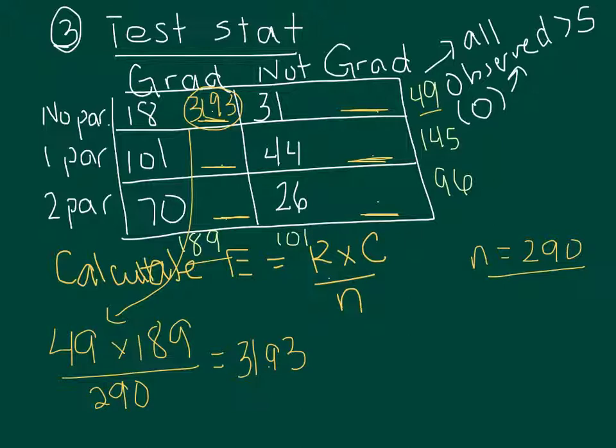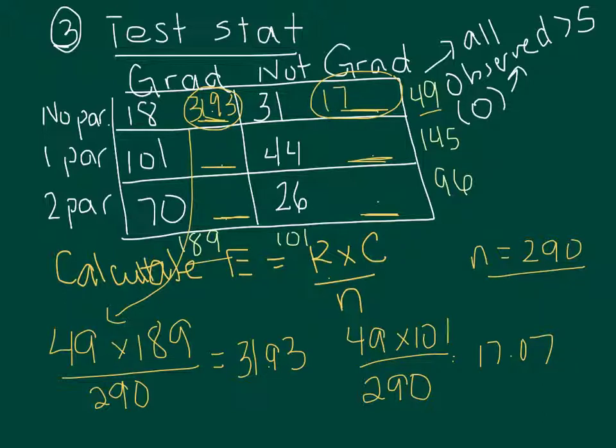So I'll do one more. Let's say I do this one. That's going to be 49 times 101 divided by 290, and that gives me 17.07. So we're going to go across this whole table and do that same process. You take the row number times the column number and divide by n. So we'll do it over here. We get 94.5. If you want to try one, feel free, and then check your work with me. 50.5, 33.43, and 62.57.